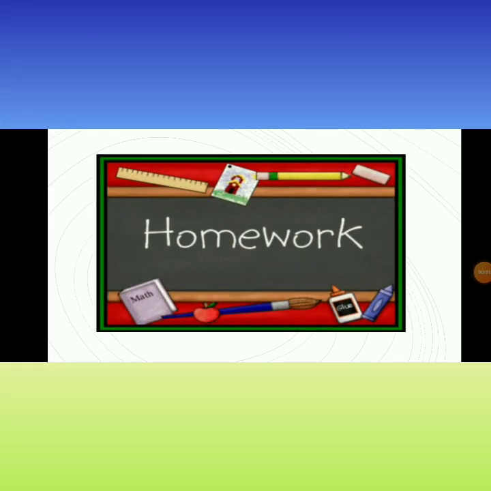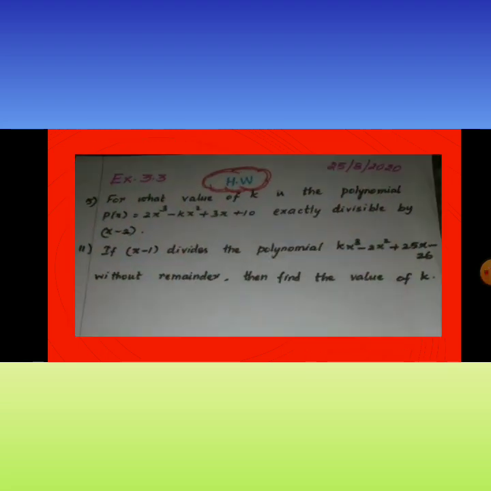It's time for homework. In exercise 3.3, fifth problem, for what value of k is the polynomial p of x equal to 2x cube minus kx square plus 3x plus 10 exactly divisible by x minus 2. Exactly divisible means the remainder is 0.